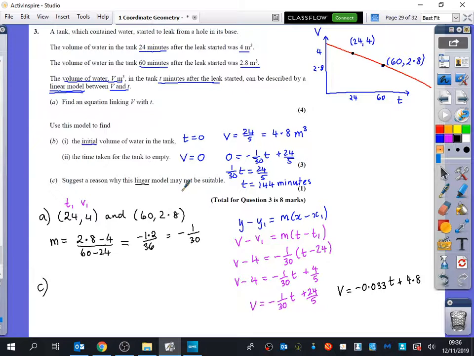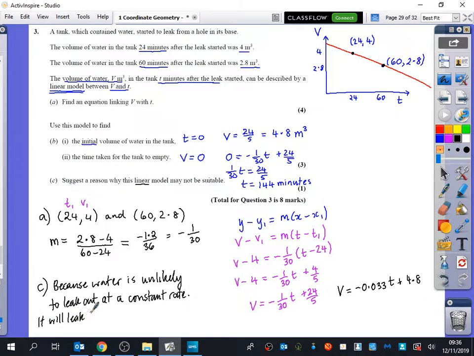So actually something that we should probably say here is that tank of water, it's probably not going to come out at a constant rate. So for part C, why the linear model may not be suitable, because water is unlikely to leak out at a constant rate. If you want to give more detail, you can say it will leak faster at the start.